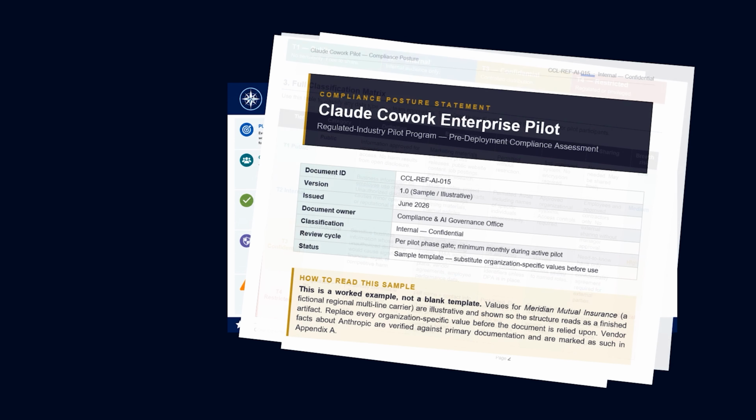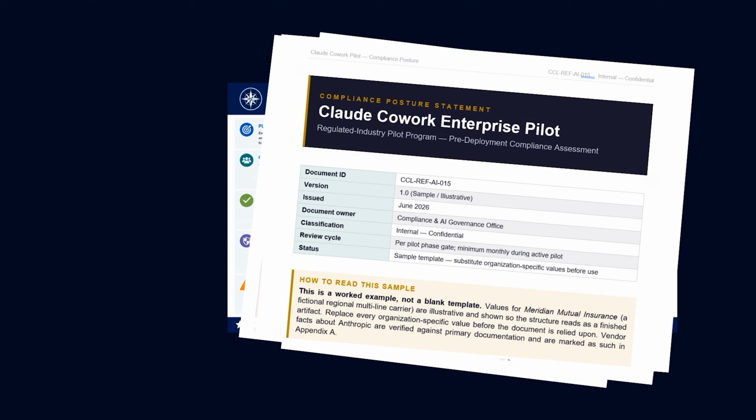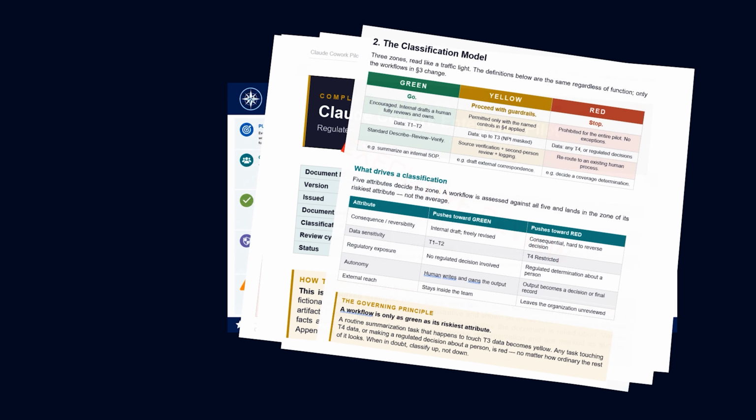The compliance posture documentation, a 1 to 2 page document that addresses each applicable regulatory framework, the framework's specific requirements relative to Cowork's current capability, and the compensating controls or exclusions adopted to address gaps. This is the document that goes to the executive review at the end of the pilot as the answer to how did the pilot operate within our compliance obligations. The workflow catalog with green, yellow, and red classifications, which we'll address in Episode 5.